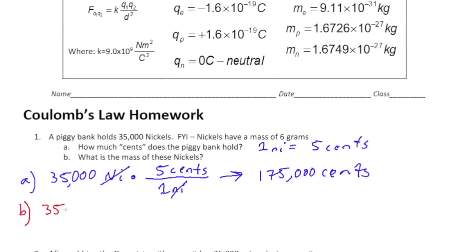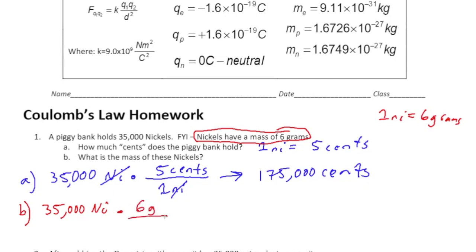Now let's take a look at what the mass of these nickels are. So again, I have 35,000 nickels. And I know in my problem, it tells me right here that nickels have a mass of 6 grams. So that means that 1 nickel is equal to 6 grams. So if I set up a ratio like I did before, I would put the mass on top and the nickel on the bottom. This way nickels cancel out again, and I just multiply through. 35,000 times 6, that's going to give me 210,000 grams.